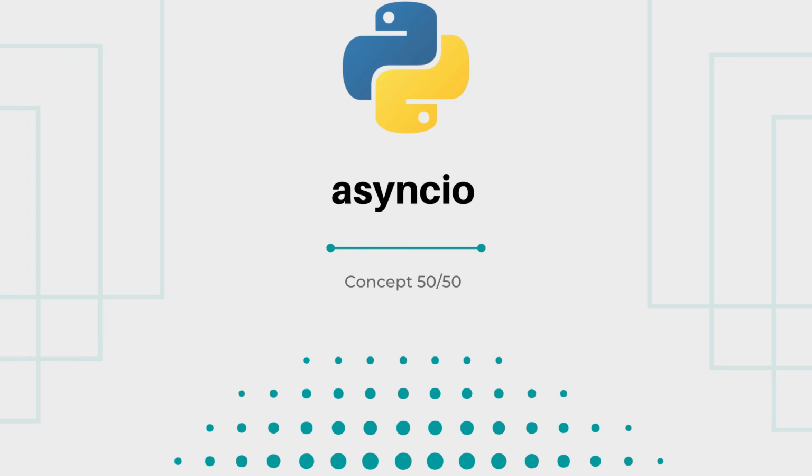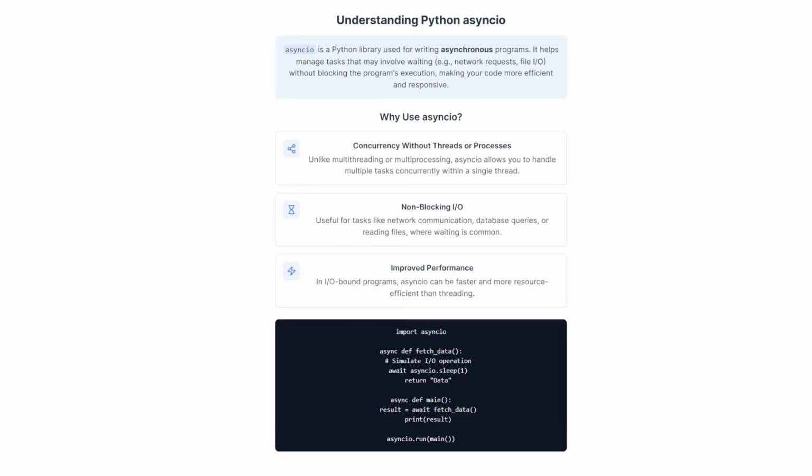Async IO. Async IO is a Python library used for writing asynchronous programs. It helps manage tasks that may involve waiting, such as network requests or file I/O, without blocking the program's execution, making your code more efficient and responsive.